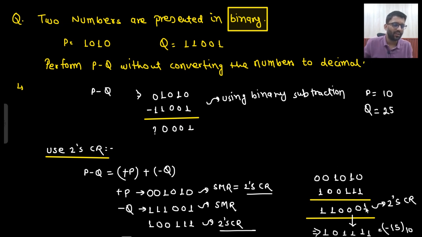I will simply add it up now. So this is the final answer I am getting, which is in 2's complement representation. If I convert it to sign magnitude representation, then again I need to take the 2's complement, and this is the answer I am getting. So the final answer is minus 15. So this is what your computer will do.